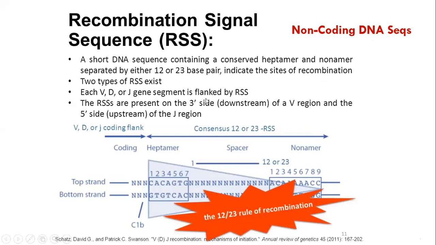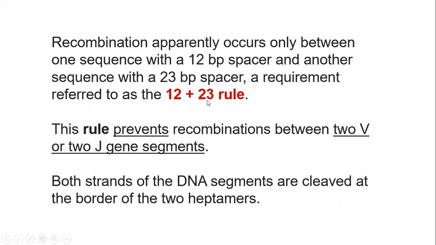The RSS is present at the 3' downstream of a V region, and it is present at the 5' upstream side of the J that will combine with it. And this is again the top strand, bottom strand, coding of each heptamer, spacer, and nonamer, showing how they will combine here. Again, remember that the 12 plus 23 rule applies.